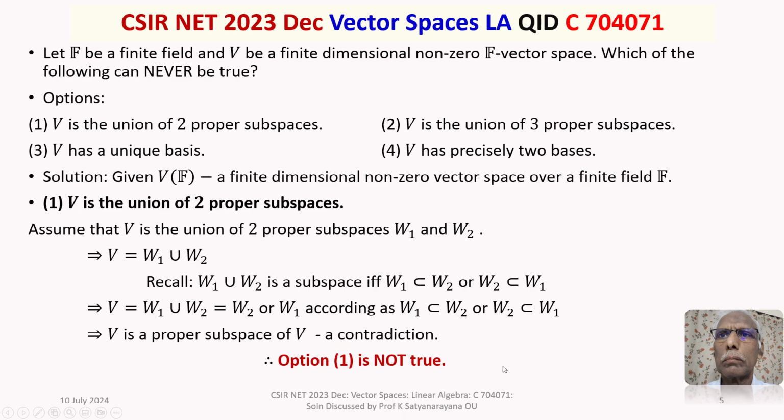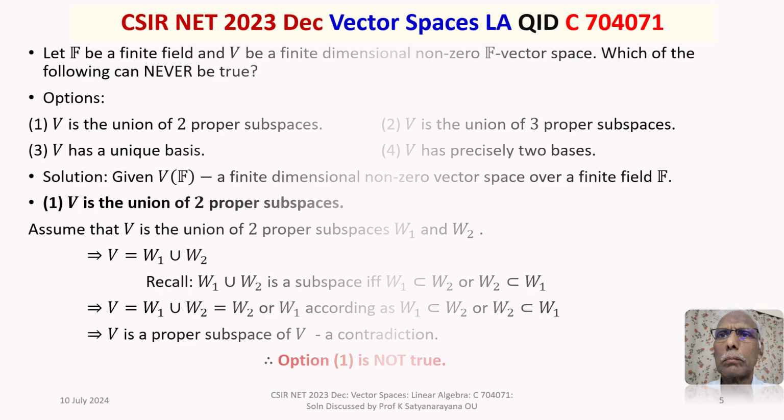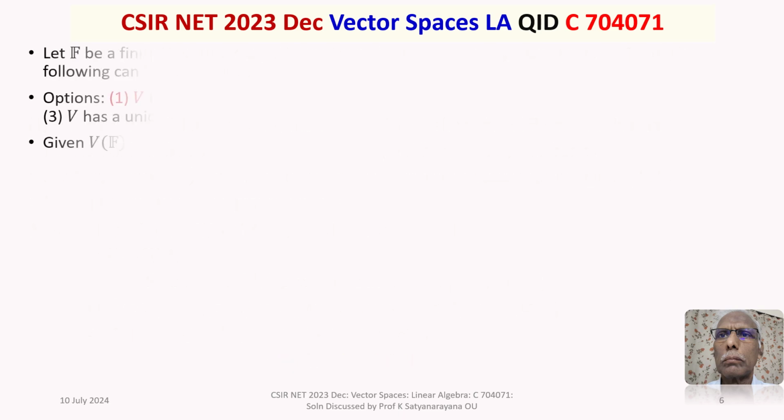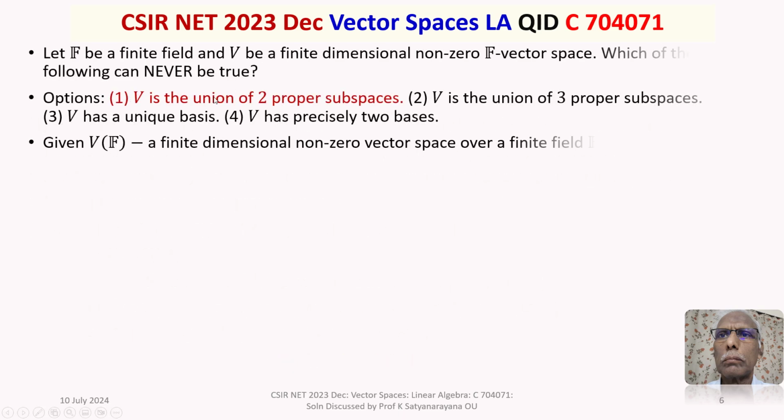Right. Let's go for option 2. So we have already noted option 1 is not true. Let's take option 2. V is the union of three proper subspaces. Is it possible? That's the question. So in the following case, this is true.